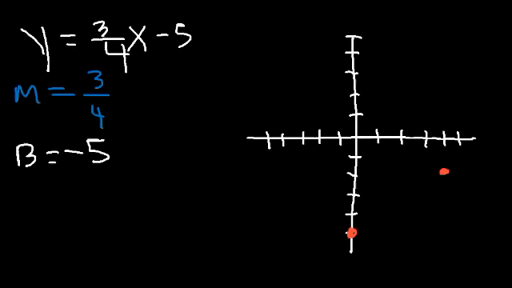And if we go up 3 over 4, we may need to extend the graph more. That should put us somewhere. We should be at 8, 1. But there's really not enough space to graph it, so I'm just going to draw a line between these 2 points. And so that's the general shape of this line.